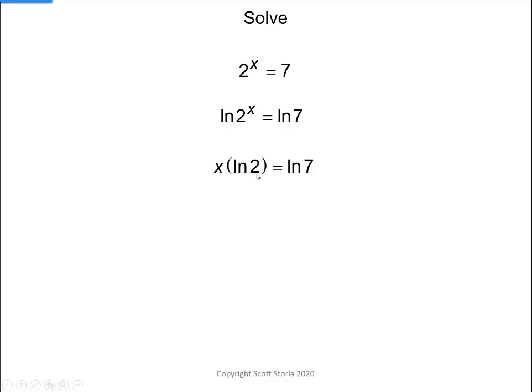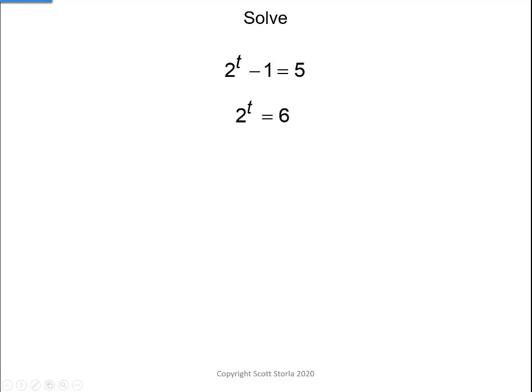That is, we have x multiplied to ln2. Now ln2 is just a number, so we can divide both sides by ln2 and reduce. That would leave x on the left and ln7 divided by ln2 on the right, which is our answer, because ln7 divided by ln2 is simply a number. Here's one for you to try. Please don't use the technique until you have isolated the variable term.